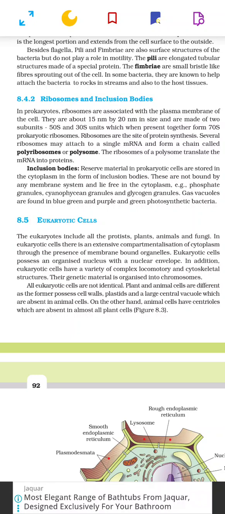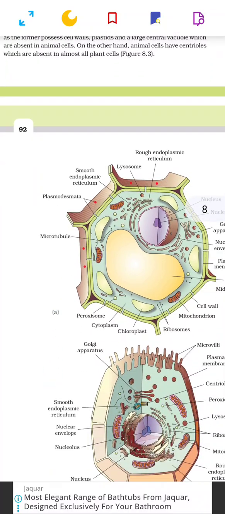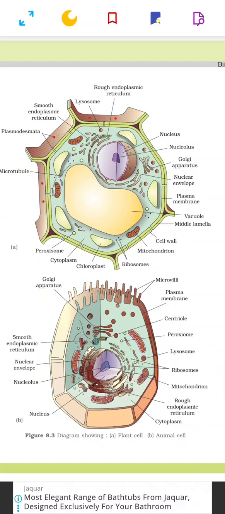All eukaryotic cells are not identical. Plant and animal cells are different, as the former possess cell walls, plastids and a large central vacuole, which are absent in animal cells. On the other hand, animal cells have centrioles, which are absent in almost all plant cells. In figure 8.3, these are the diagrams which show number 1, a plant cell, and number 2, an animal cell.